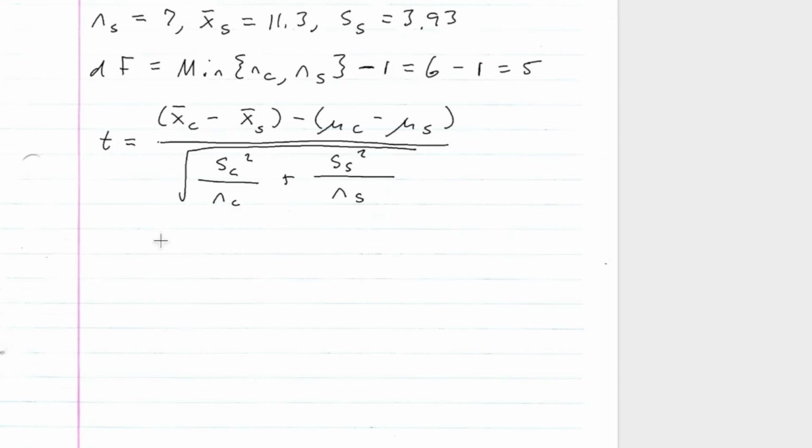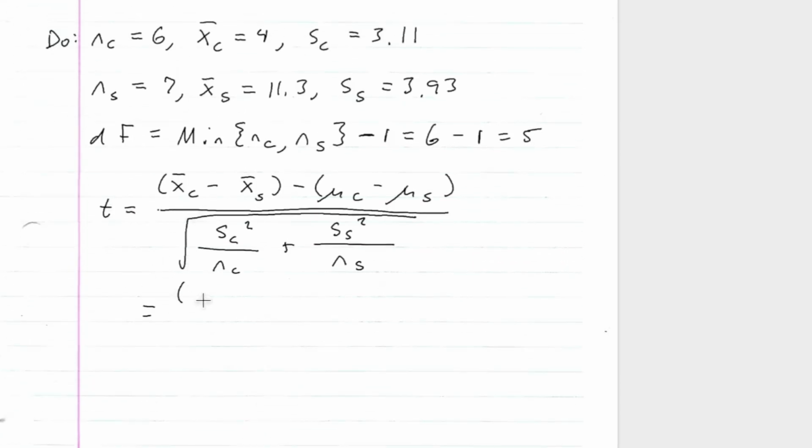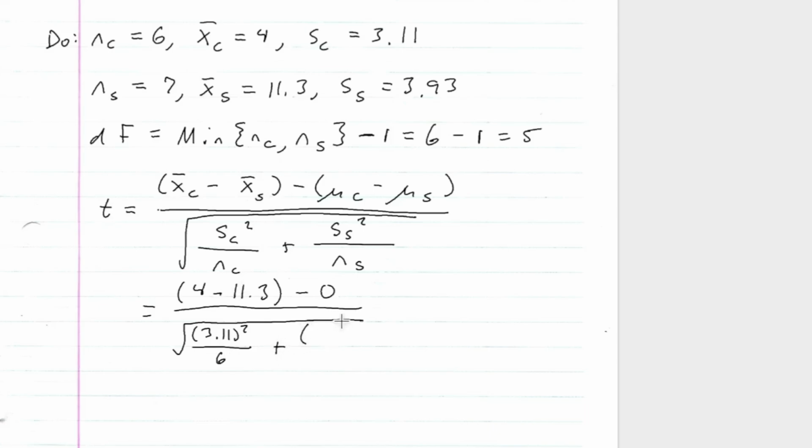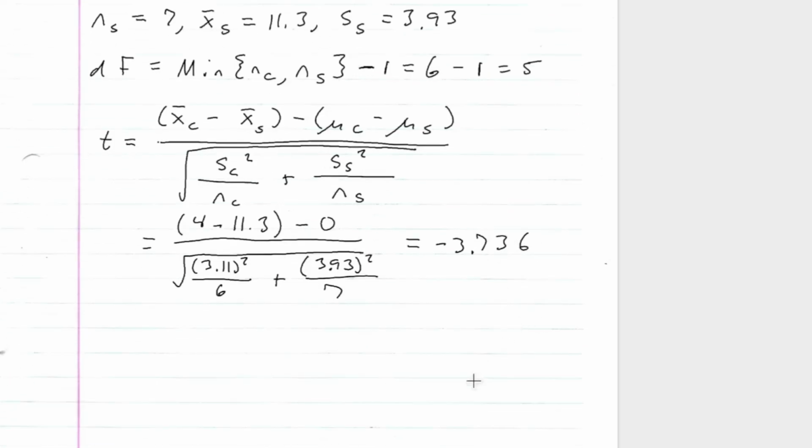So here's my formula for the t. This is equal to 4 minus 11.3 minus 0 over the square root of the standard deviation 3.11 squared over 6 plus 3.93 squared over 7, which gives me a negative 3.736. Okay, so let's go ahead and go to our table.